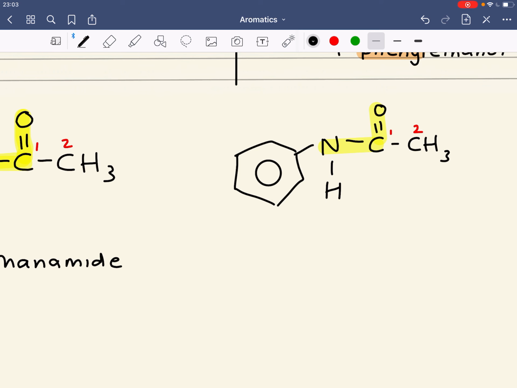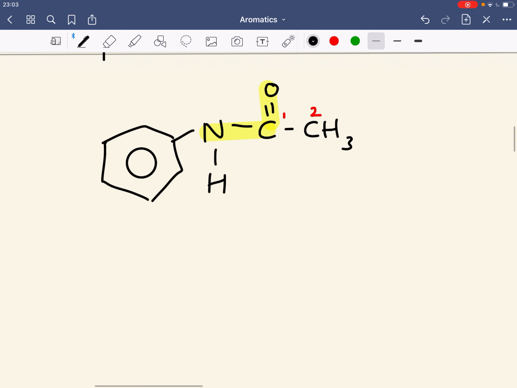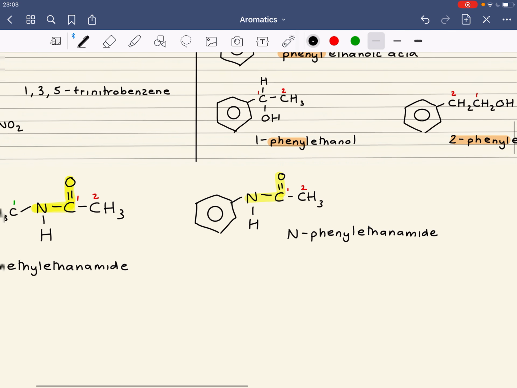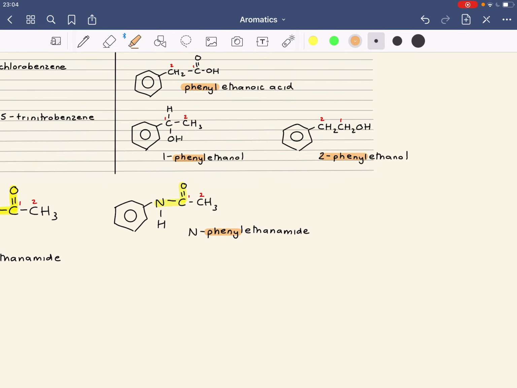Here we've got a phenyl group. This is a phenyl group attached to the N. So the name of this molecule would be N-phenylethanamide. And that is a common one. They do like to ask that one, so please do be aware. Again, my phenyl group has got the prefix there, so that's N-phenylmethanoic.